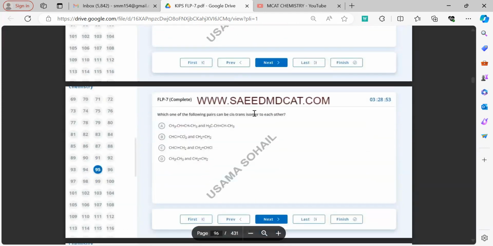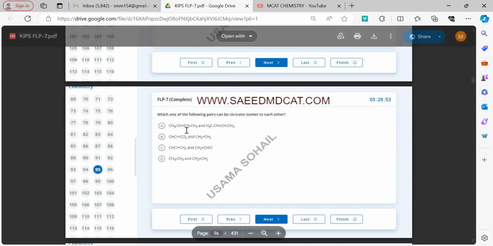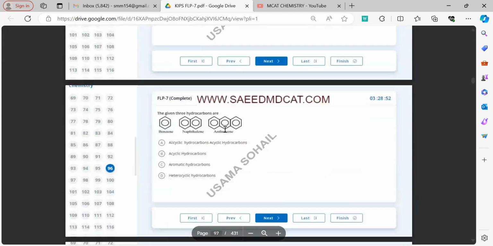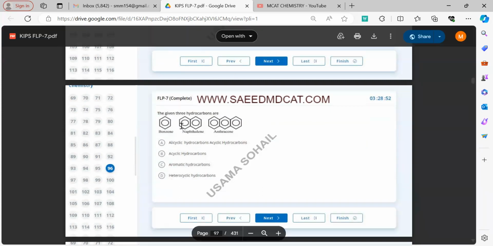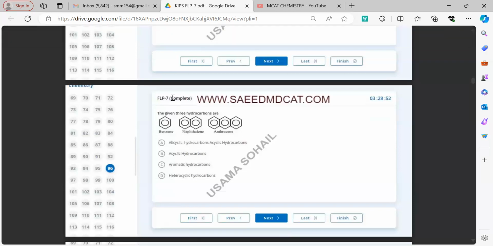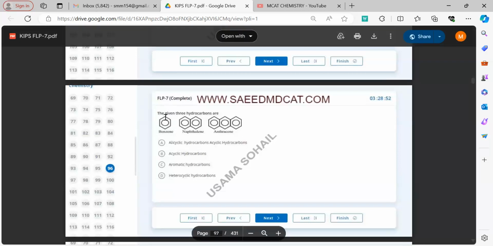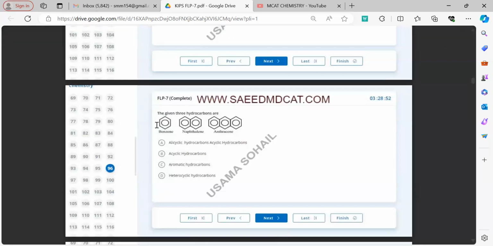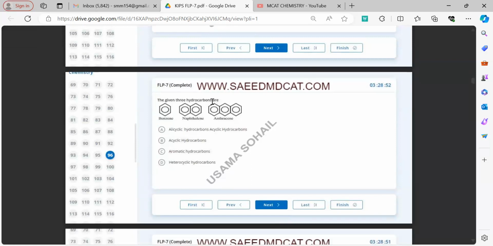Now, which of the following are cis and trans isomers? Cis means they're identical to each other, and trans means that they're exactly opposite to each other. So the correct answer is A. Now, in question number 96, they've given us three ring-shaped molecules, and these are all aromatic hydrocarbons. Whenever you see this ring shape with 6 carbon atoms, this represents an aromatic hydrocarbon.